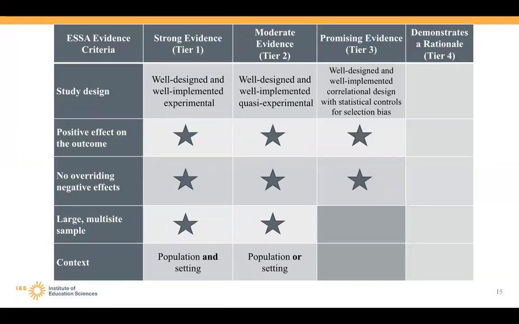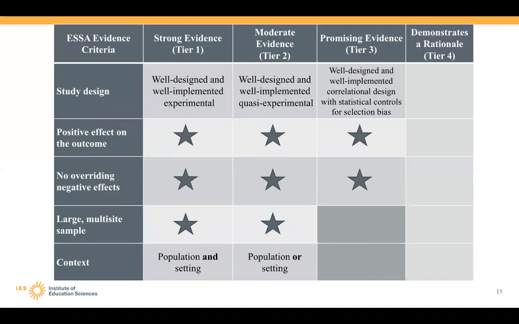So turning to Tier 3, or promising evidence, in terms of study design, Tier 3 requires at least one well-designed and well-implemented correlational study with statistical controls for selection bias. This just means that rather than random assignment or establishing baseline equivalence between the treatment and the control groups, the study controls for selection bias using covariates that could also explain changes in the outcome. So this means that if you have a high attrition experimental or quasi-experimental study that does not meet baseline equivalence, as long as the analysis controlled for selection bias, this can meet the study design criteria for Tier 3.